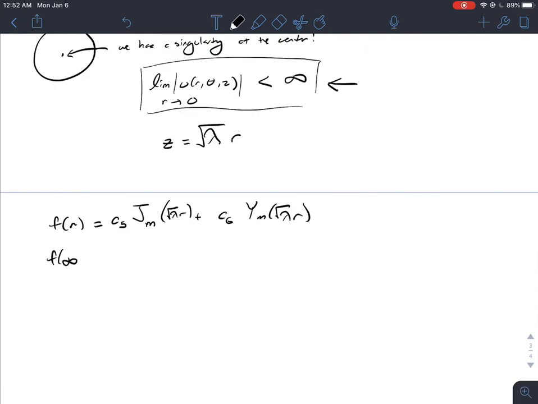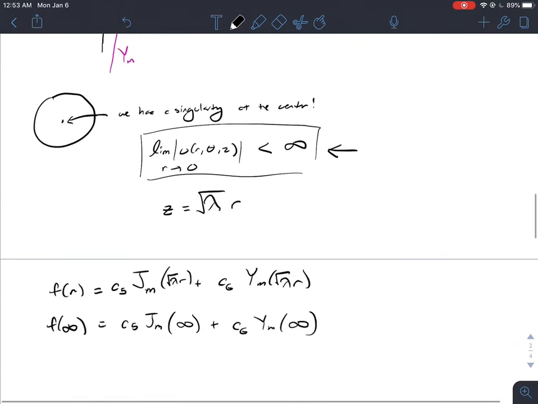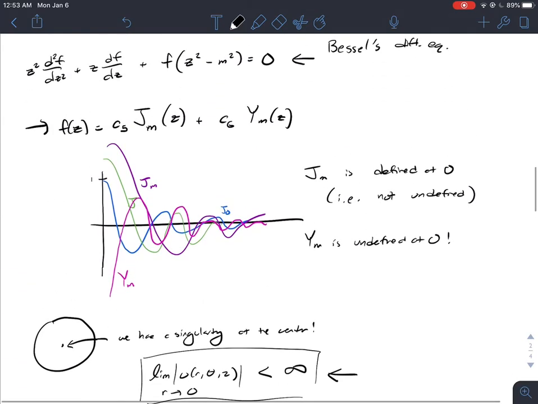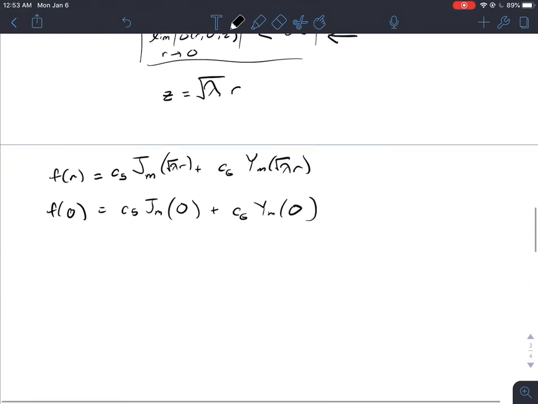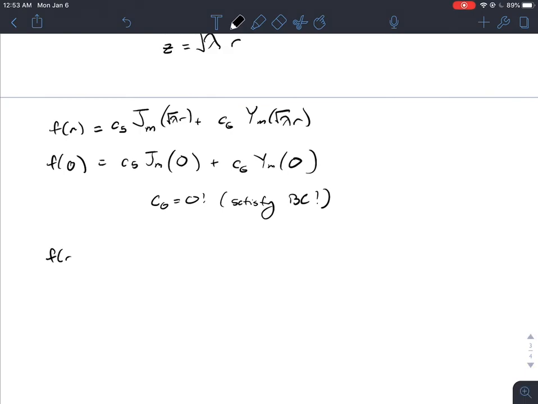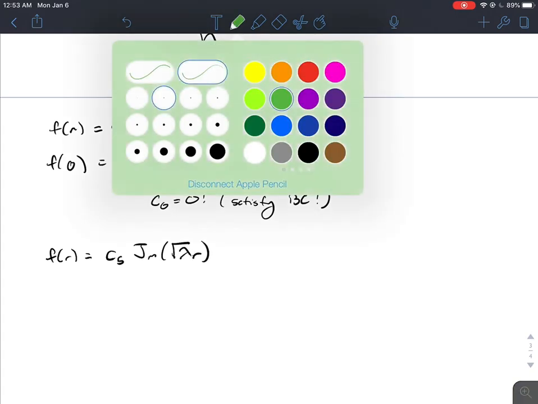So if we plug in infinity, just as a way to show it, infinity plus c6 Y_m of infinity. The problem that arises is that at 0, ym is undefined, whereas Jm is well defined at 0. So consequently, we're going to force c6 to be equal to 0 so that we satisfy the boundary condition. So consequently, f of r is just going to be equal to c5 J_m of square root lambda r. Great.